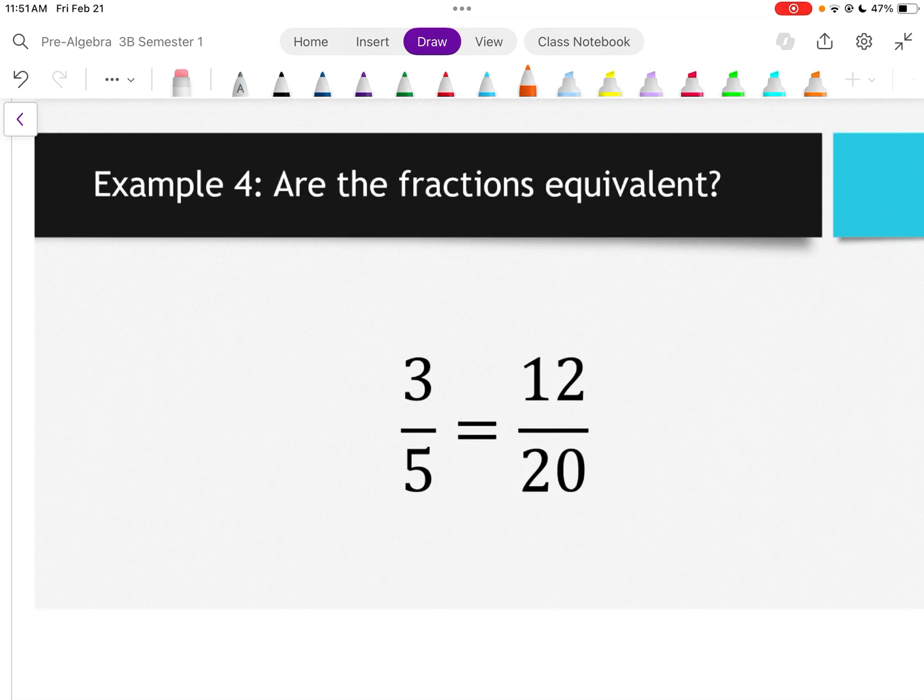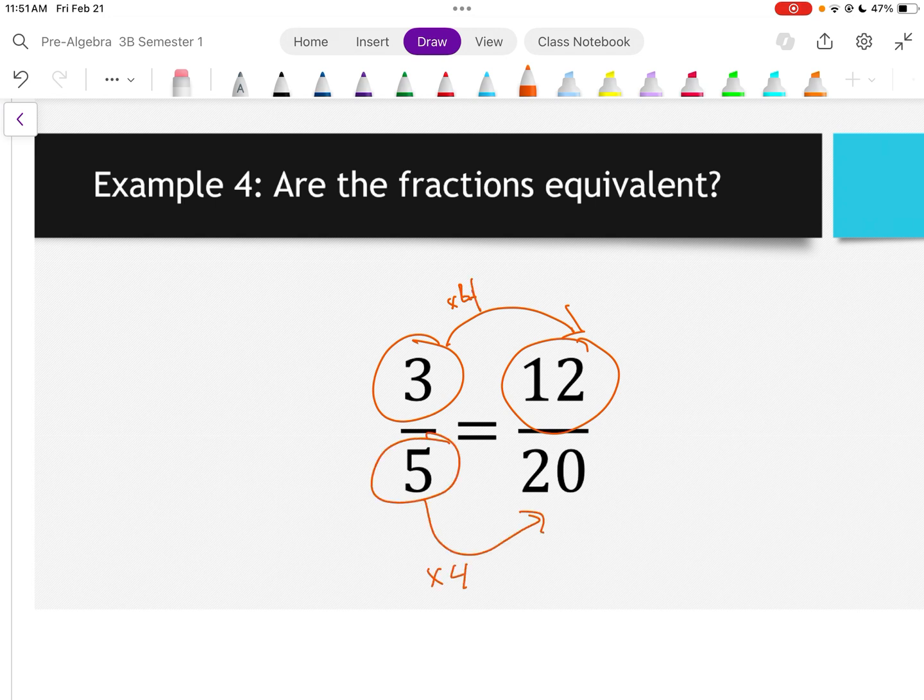Example 4, we can check the top. We have 3 and 12. I know 3 times 4 is 12. So I need to check, is 5 times 4 20? And it is. So that means, yes, these are equivalent.